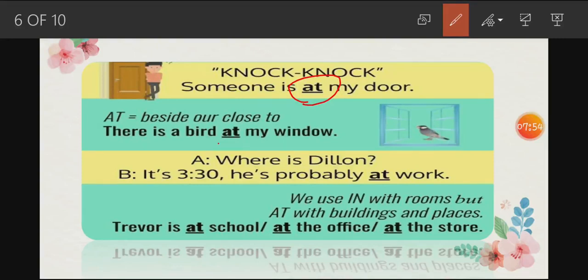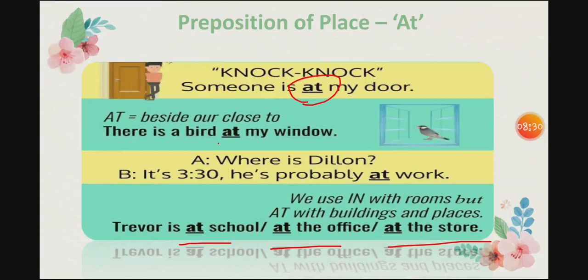Here, we use in with rooms, but at with buildings and places. It means again the specific place. If you are pointing out or indicating something exactly, I'm repeating, exactly, specifically, at that time we use at. Look at here. At school, at office, at store. Those are the specific places being pointed out here. That's why we use at here. Let's go to the next slide.